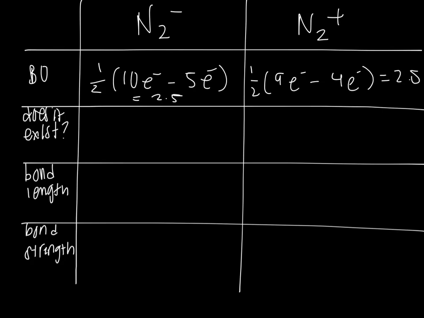Since both species have fewer electrons in anti-bonding orbitals than bonding, they will exist. If they had more anti-bonding, they would be unstable. And since they have the same bond order, they will have the same bond length and same strength.